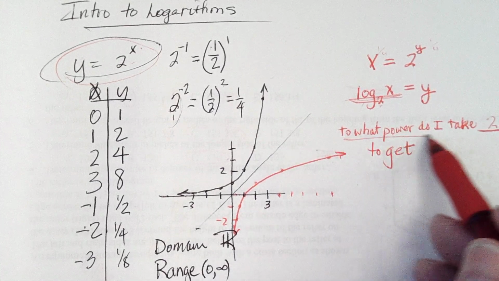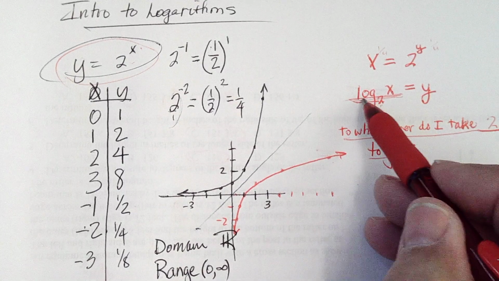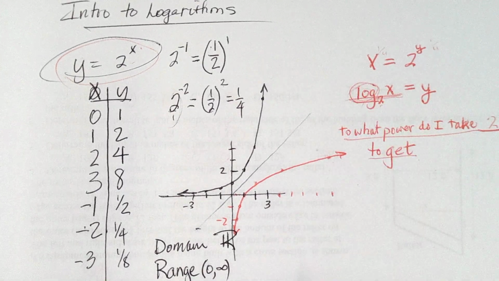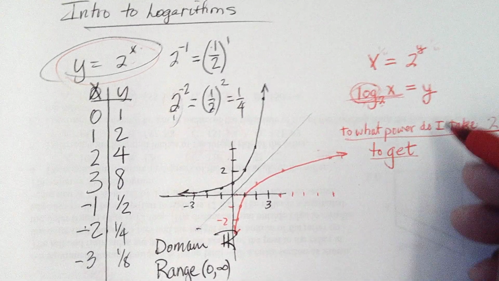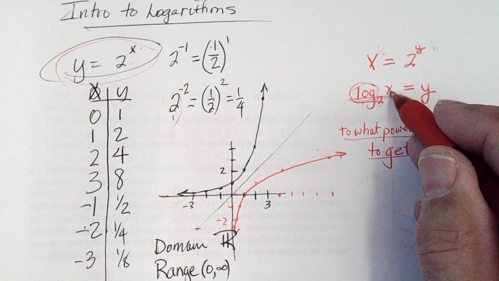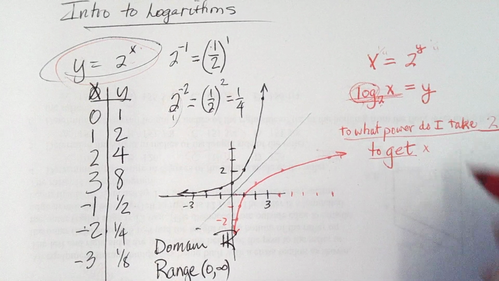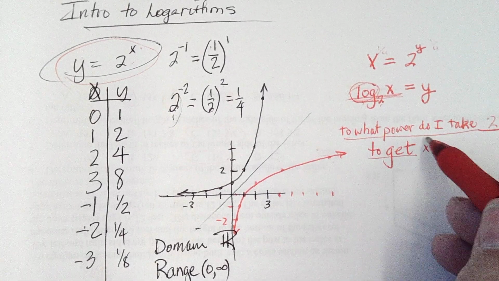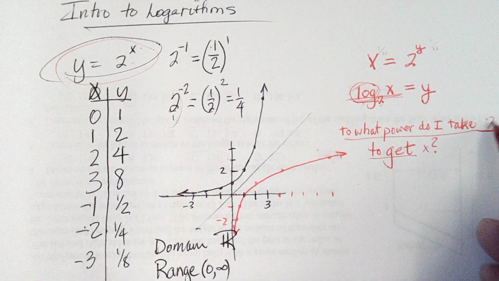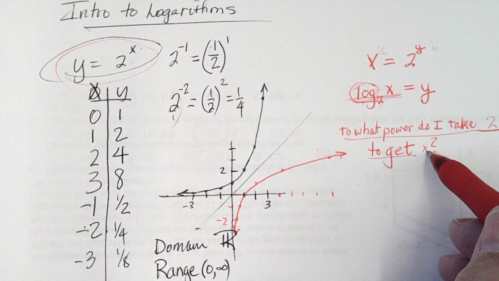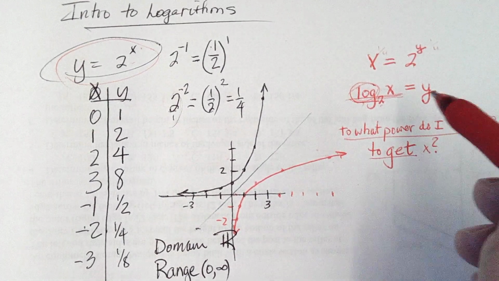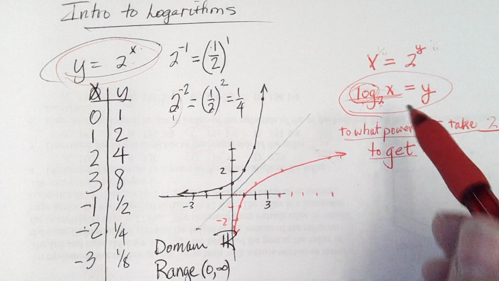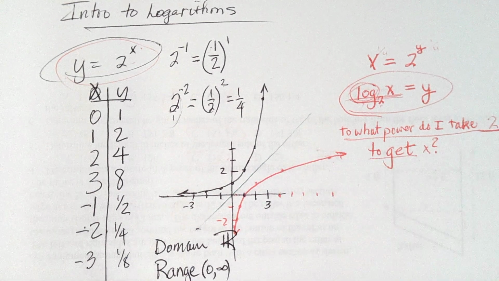So all these English words that I wrote here is what this encapsulated. That's what log means. To get x. And the answer to this question, to what power do I take 2 to get x? And the answer is y. This, if I were to graph this, looks like this. So let's take a look and see how we do that.